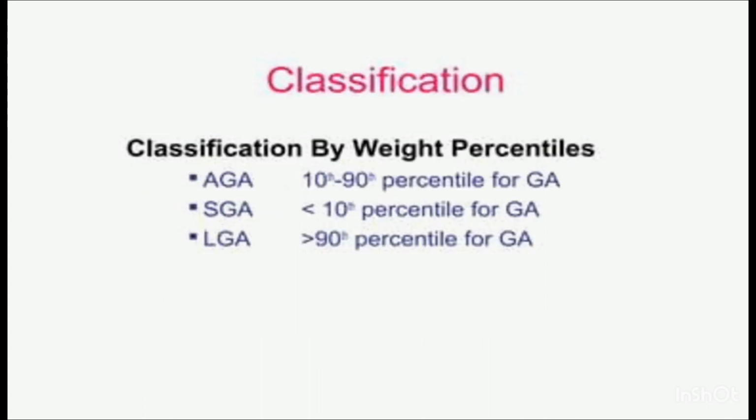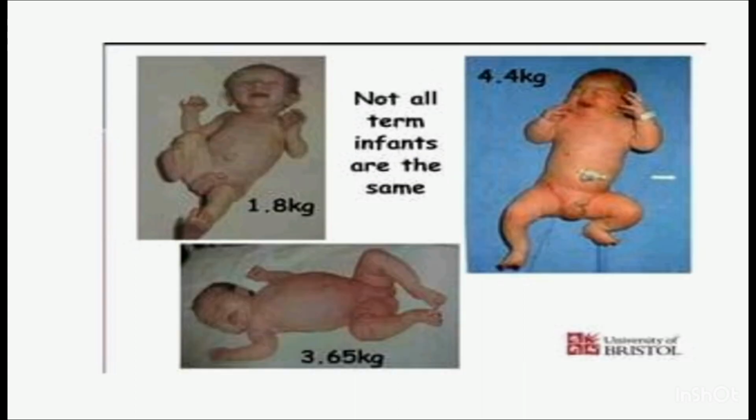Classification by weight percentile. AGA, appropriate for gestational age, is the 10th to 90th percentile for GA. Small for gestational age is less than the 10th percentile for gestational age. Large for gestational age is more than the 90th percentile for gestational age. Not all term infants are the same. As you can see, there are three pictures. They are all term babies, but of different weights.